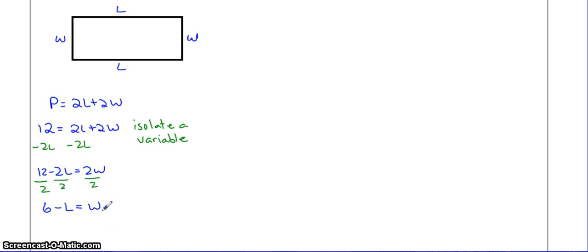So you start with an equation for the information you know. We know the perimeter, so that's what we're going to start with. What we're trying to do is find the maximum area, so now we're going to switch to the area formula. Area is equal to length times width. And we know that the length is L, and the width, we just rearranged the formula to be 6 minus L. Because we want to find the maximum, that means we want to find the vertex, and it's the y coordinate.